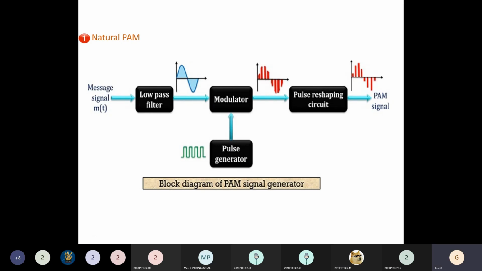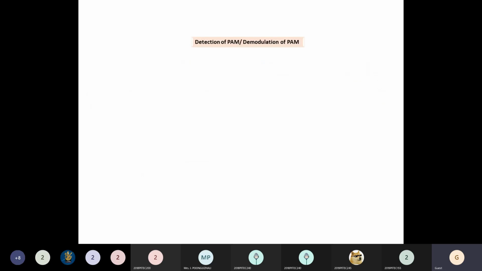Then it goes to the pulse reshaping circuit. From the pulse reshaping circuit, we get the PAM signal. This is a simple block diagram of our PAM signal generator.